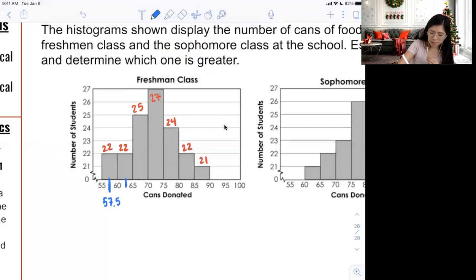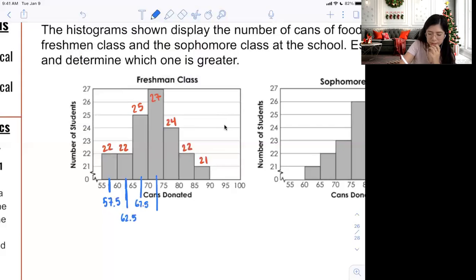What about between 60 and 65? 62.5. I tried doing that last time and you said it was 25. Okay. What about between 65 and 70? 67.5.